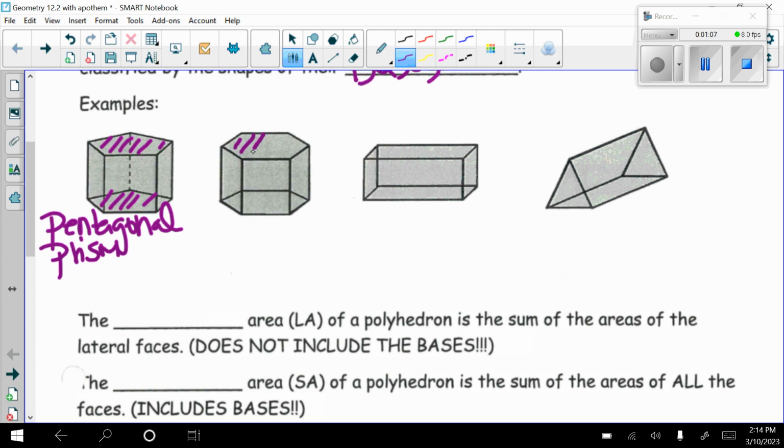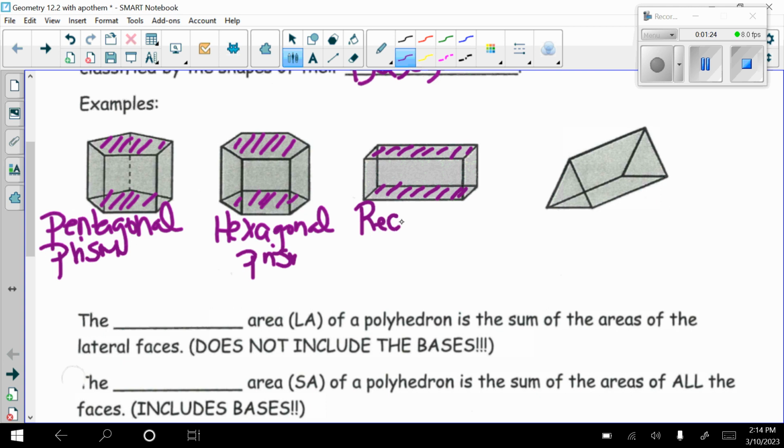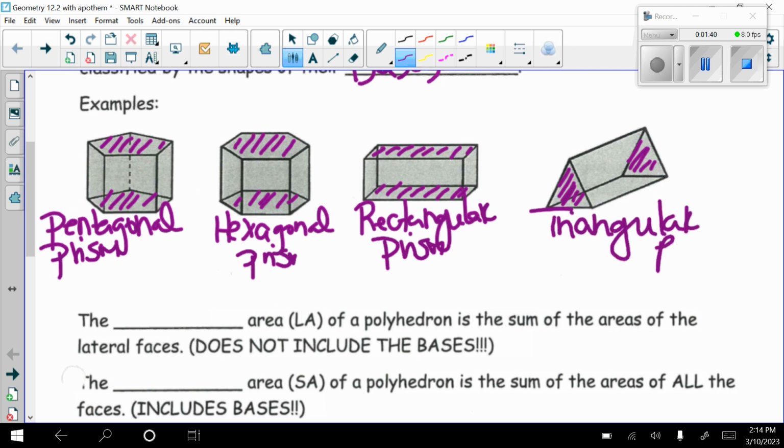We look at the next shape. Again, the base, the top, the bottom. The shape of this is a hexagon. So this is a hexagonal prism. Our next one, the top, the bottom. Those are rectangles. So this is a rectangular prism. And our last one, I have a triangle at the front, a triangle at the back, so this is a triangular prism. So you see that we can have lots of different shapes of prisms.